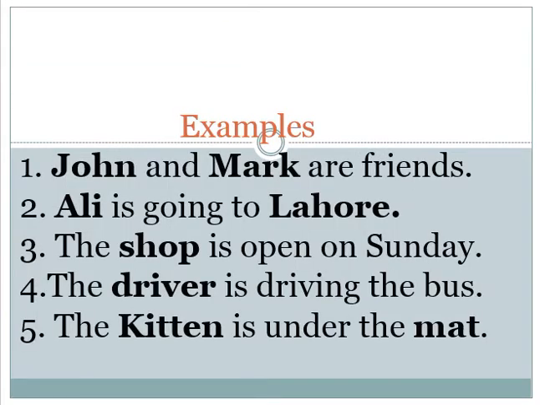Students, let's see some more examples. Number 1 is John and Mark are friends. Here in this sentence there are two nouns. Number 1 is John and number 2 is Mark. John and Mark are the naming word for a person. Number 2 is Ali is going to Lahore. Ali and Lahore are nouns in this sentence. Ali is the naming word for a person and Lahore is the naming word for a place.